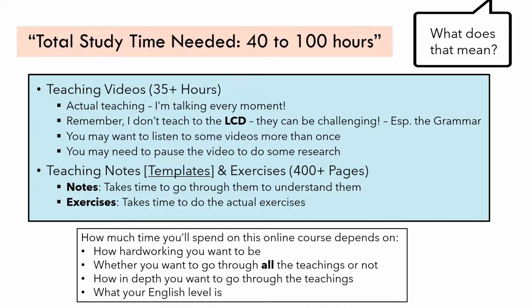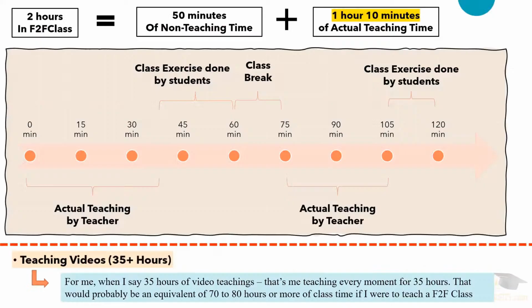So how much time in total you spend on this online course depends on many factors: how hardworking you want to be, whether you want to go through all the teachings or not, how in-depth you want to go through these teachings, what your English level is. Right, so all these factors are involved. I would recommend at the very least 40 to 100 hours. The more, the better. Okay, but it really depends on all these factors, and so you could spend less than 40 hours. You could spend more than 100 hours. Easily, there's enough material, all right, for you to do so.